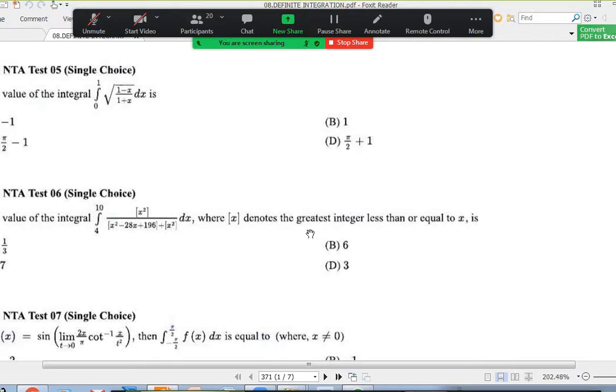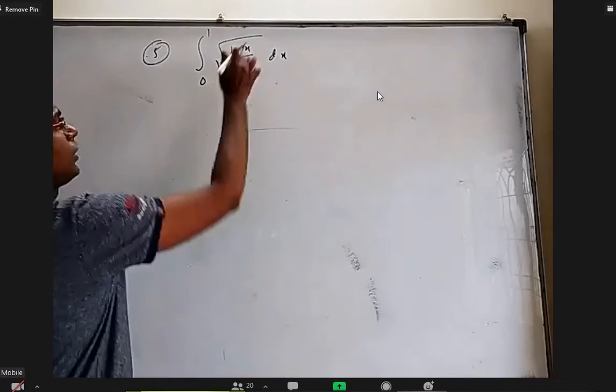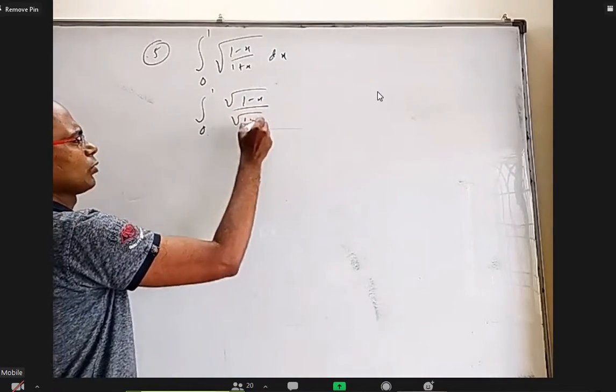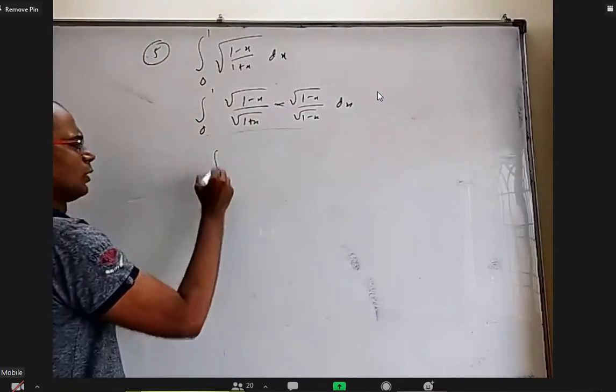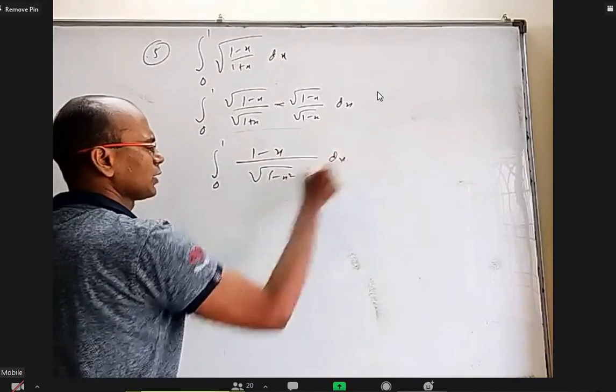Okay, we have to do fifth question. Integral 0 to 1 root over 1 minus x by 1 plus x dx. Okay, numerator I want to discuss, root 1 minus x by root 1 plus x. I'll again multiply root 1 minus x and root 1 minus x. So the numerator root will go, it will become 1 minus x by root 1 minus x square dx.